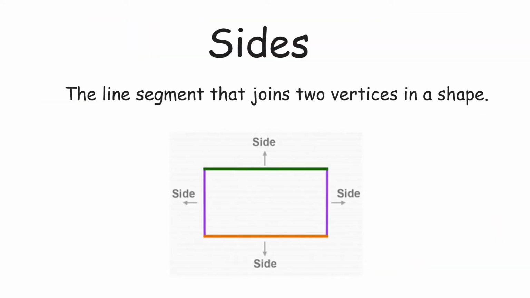2D shapes have sides. Sides are the line segment that joins 2 vertices in a shape. That sounds very confusing, but if we have a look here at the picture of the rectangle, we can see the sides have been labelled on it. How many sides can you see on the rectangle? Great, we can see 4 sides.